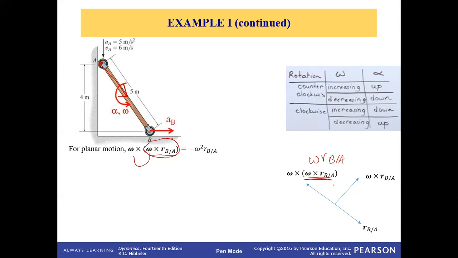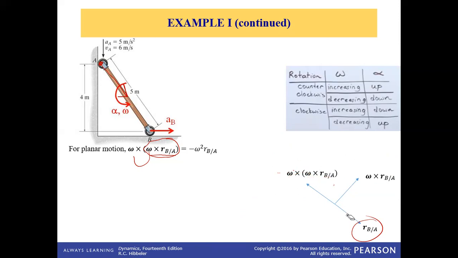Or simply this. Then you have to cross this guy with omega again. What is the angle between these two guys? Again, 90. That's why you have omega square RBA. But what is the direction? Opposite of RBA. That's why you have negative here.